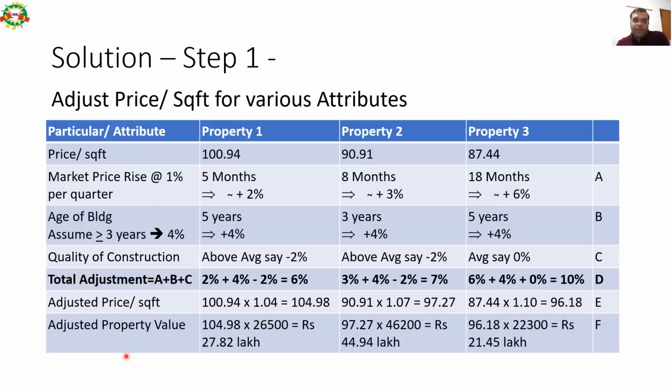So we can calculate the adjusted property value by multiplying this adjusted price per square feet with the area of each of the sample properties, which is given in the question. So 104.98 multiplied by 26,500 square feet is equal to 27.82 lakh, the adjusted sale price of sample property 1. Likewise 44.94 for sample property 2 and 21.45 for sample property 3.